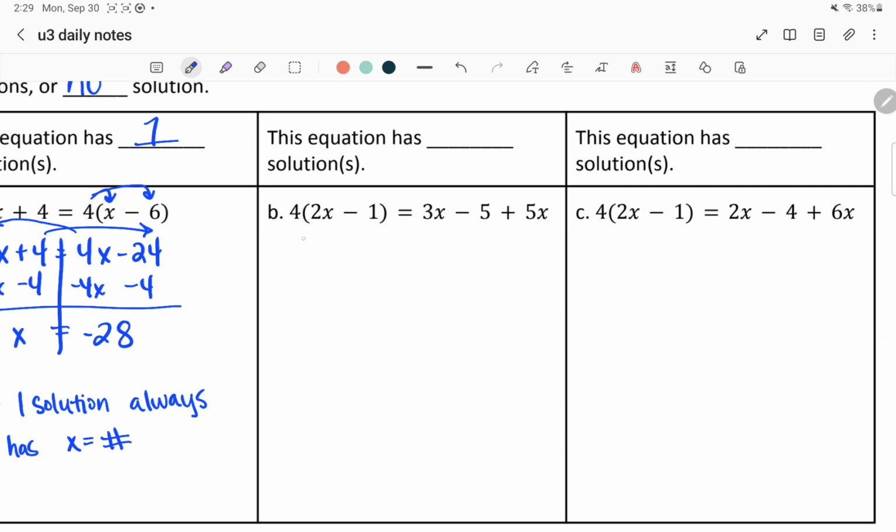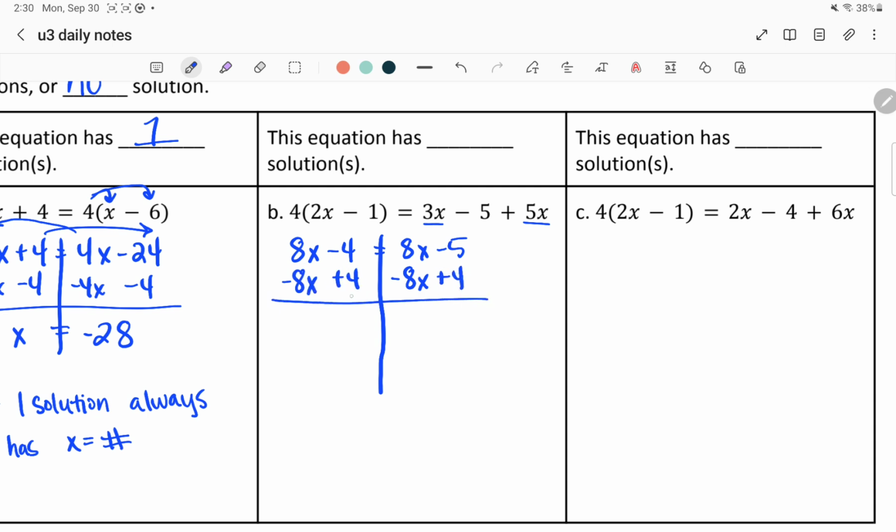Let's do it again. I'm going to distribute and combine like terms. So I've got 8x minus 4 equals, I see a 3x and a 5x. That's going to be 8x minus 5. Again, I'm going to move the variables over to the left and the constants over to the right. So I'm going to do minus 8x on both sides, plus 4 on both sides. My 8x's all become zeros, and I am left with 0 equals negative 5 plus 4 is negative 1.